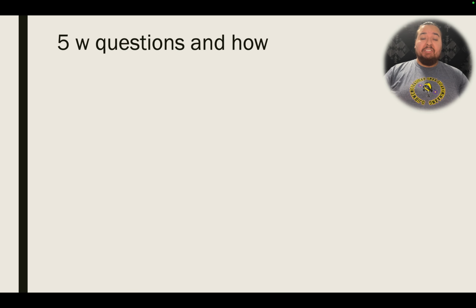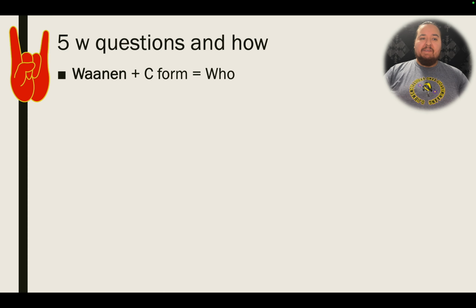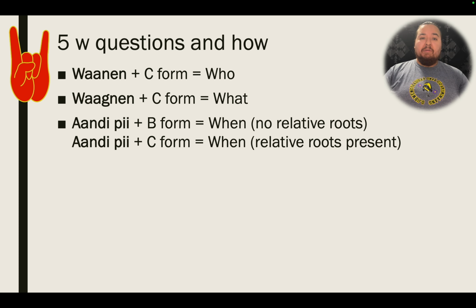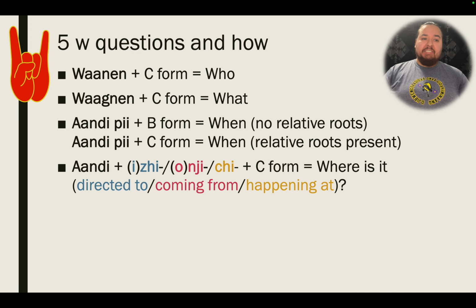So our 5 W questions and how. Again, write all these down in your notes. We have our logo here for that. So wanen plus C form means who. Wagnen plus C form means what. Onde P plus B form is when, if there is no relative root. And then onde P plus C form is when relative roots are present. So onde je, nje, or che plus C form is where is it. So je is directed to, so where is it happening towards.